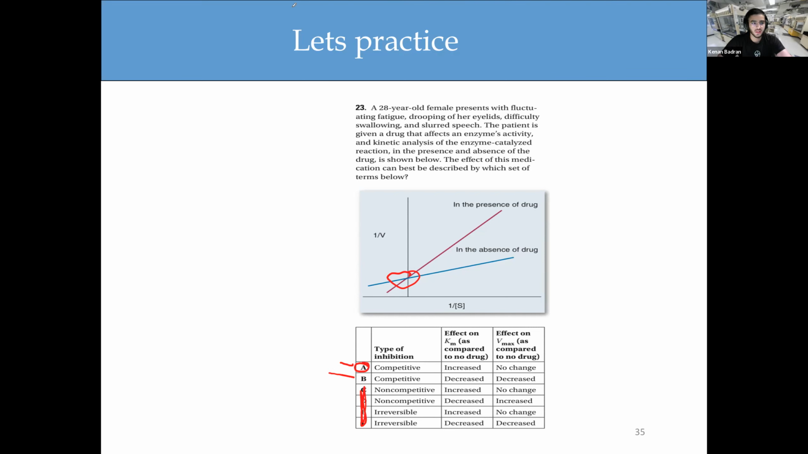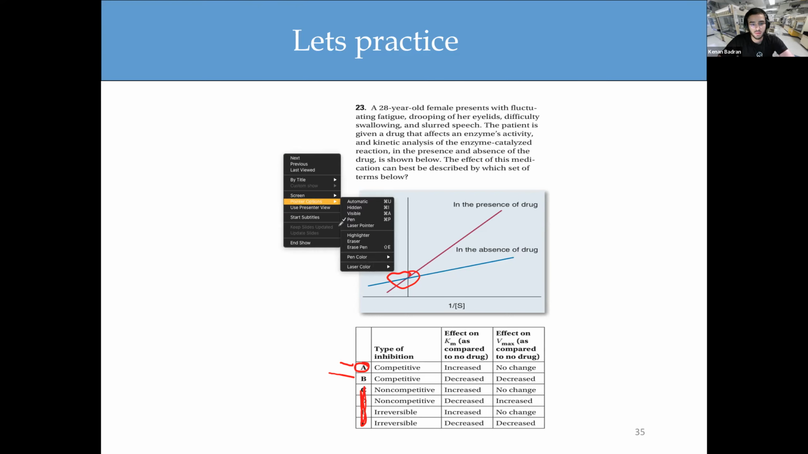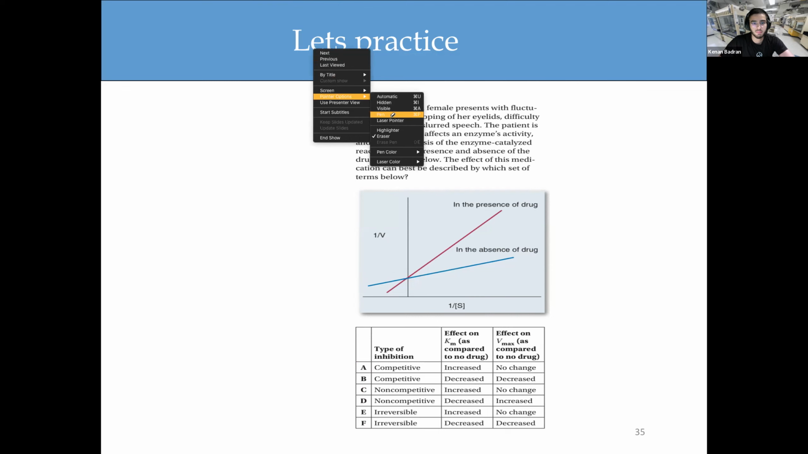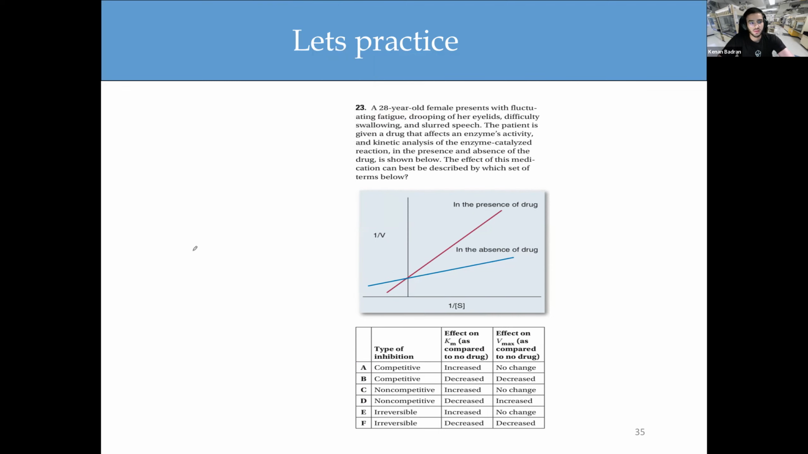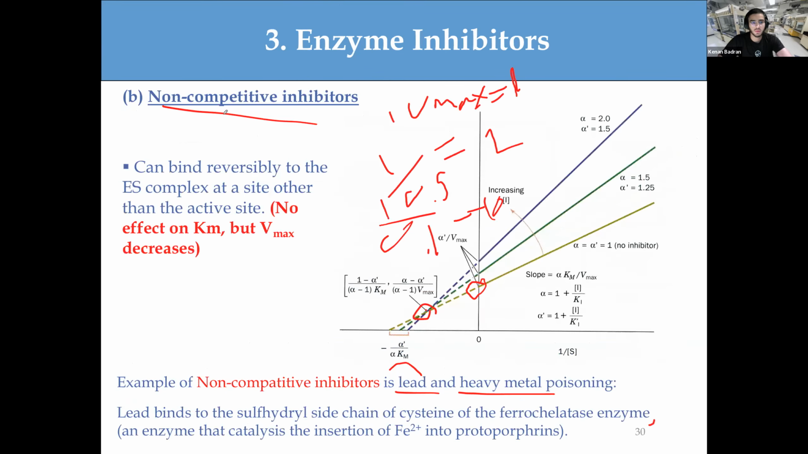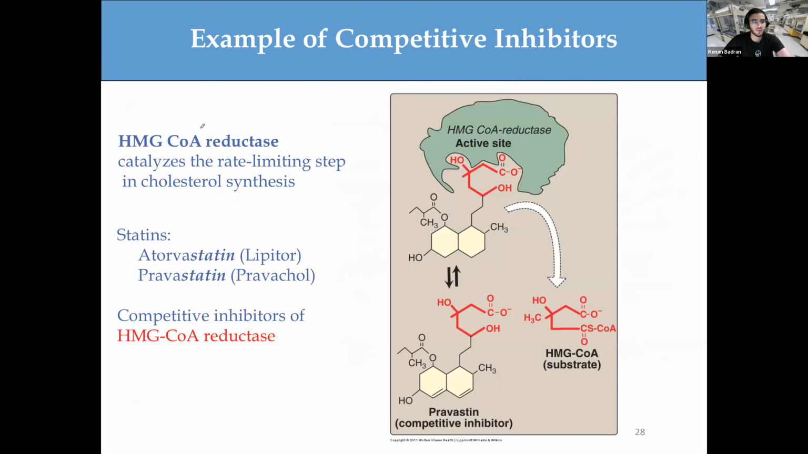Did everyone else understand? No. Okay. I'll explain again. No problem. Where is the eraser? First, let us review what the types of enzyme inhibitors are. Okay, so we have uncompetitive, non-competitive, and competitive.